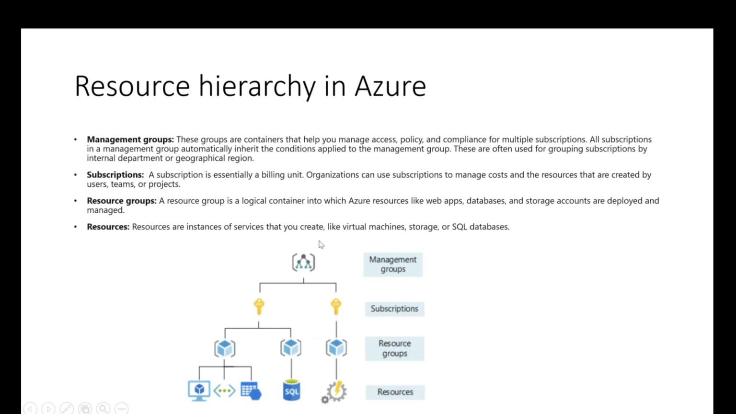At the base level, we have resources such as your VMs, SQL, network, storage, etc. Then they come under the resource group. The resource group comes under your subscription, and the subscription comes under your management group. I hope this is clear for you, and it is very important to understand this concept.